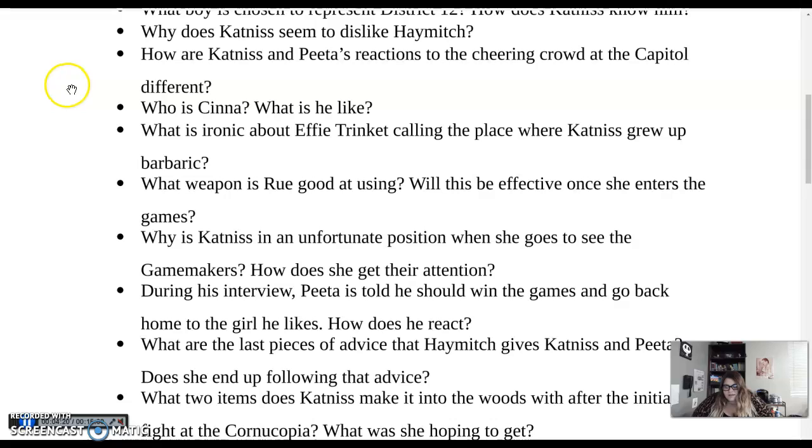Who is Cinna? What is he like? Cinna is Katniss's stylist, basically. He designs all of her dresses and things like that she wears.